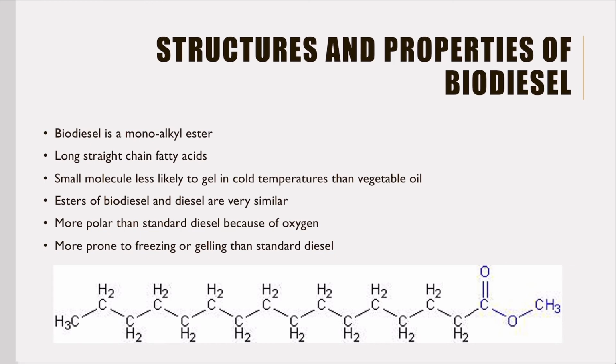Next, we'll look at the structure of biodiesel. Biodiesel is a monoalkyl ester of long straight-chain fatty acids. Converting vegetable oil to biodiesel makes it a smaller molecule and less likely to gel in cold temperatures. Biodiesel, because it contains oxygen, is more polar than standard diesel and therefore more prone to freezing or gelling. Esters of biodiesel and diesel are very similar.